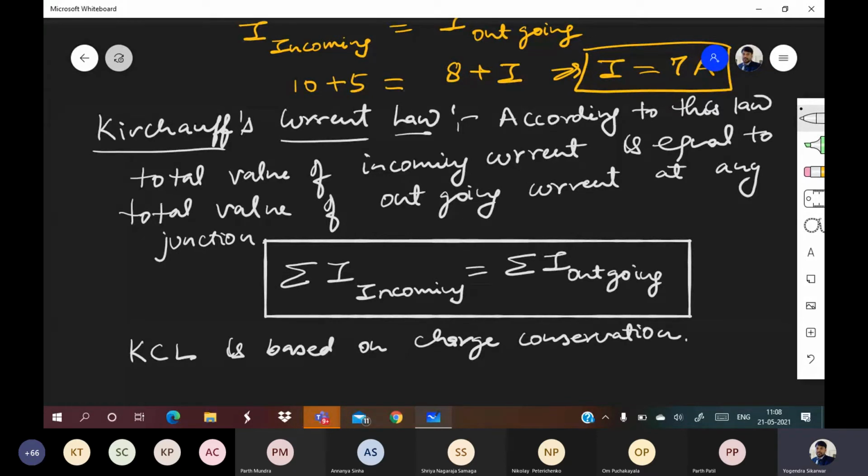KCL is based on charge conservation. You can ask, sir, how is it based on charge conservation? Because current is nothing but charge upon time. So charge flown divided by time is equal to current, and time is the same for all. So the value of incoming charge is equal to the value of outgoing charge. When you divide it by time, it becomes incoming current is equal to outgoing current.